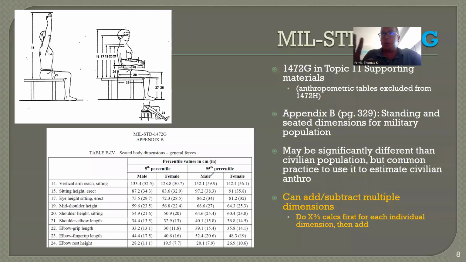Okay. I'm just going to make up an example on the spot. Let's say we want the 90th percentile. That's going to mess with us, but we're going to do it. The 90th percentile for this dimension right here, mid shoulder height. And just for this one, let's go with females. So I want to design for the 90th percentile female mid-shoulder height. So I got this value.